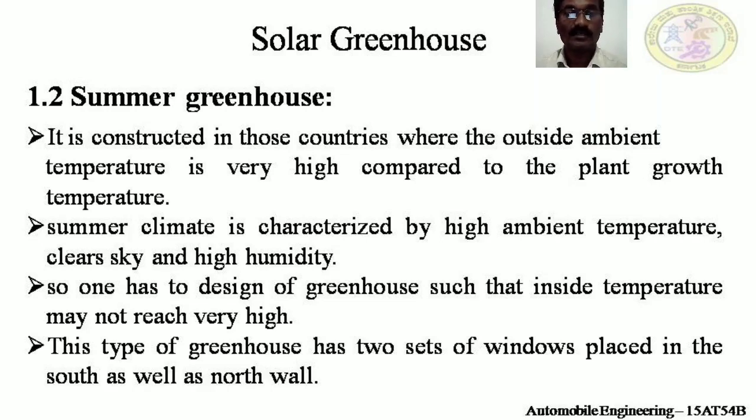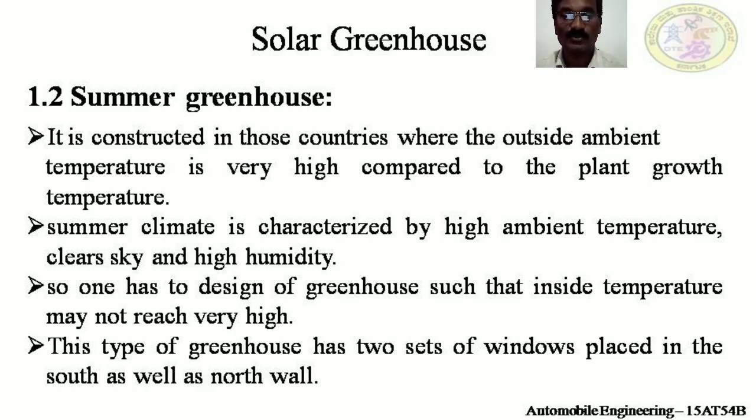Summer greenhouse is constructed in those countries where the outside ambient temperature is very high compared to the plant growth temperatures. Those countries having higher temperatures may adopt the summer greenhouses. Summer climate is characterized by high ambient temperatures, clear sky and high humidities. So one has to design greenhouses such that the inside temperature may not reach very high, because the outside temperature is already high, so it should be below the outside temperatures.